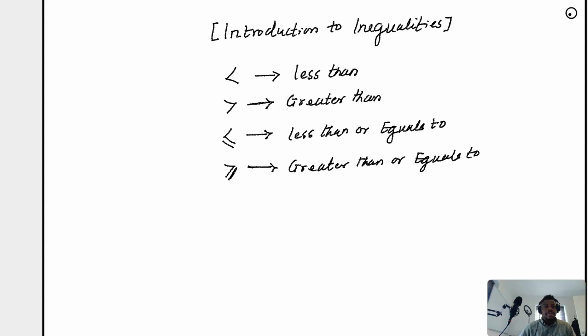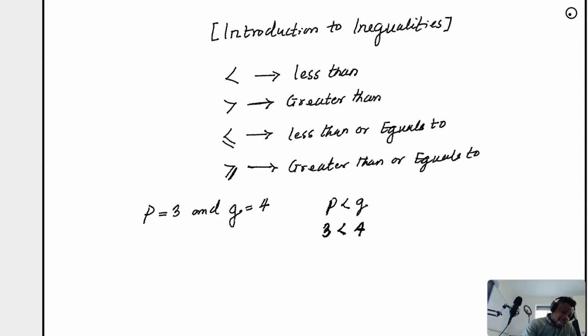Now let's check that. For an example, if I say P is equal to 3 and Q is equal to 4, in this case, I can tell you P is less than Q. Why? Because P is 3 and Q is 4, and 3 is less than 4. So we can write it like this: 3 less than 4. It simply means that 3 is smaller than 4.